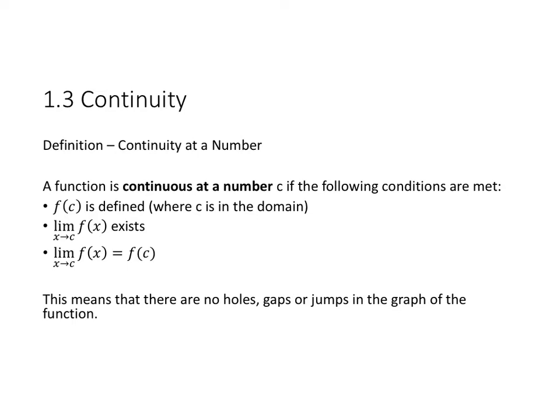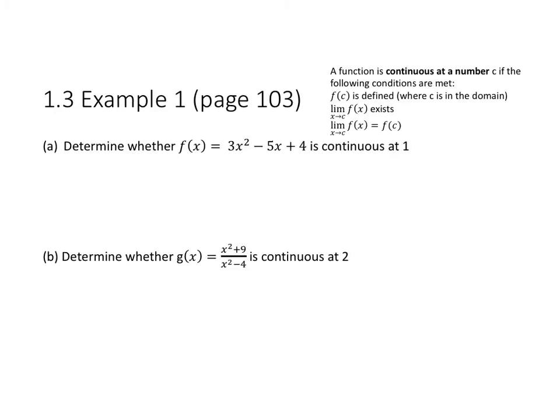On page 103 in your book, there are several graphs, and they really walk through something being continuous and not continuous, and when each one of these pieces of the definition are met or are not met. So let's take a look at example 1, also on page 103. Determine whether f of x equals 3x squared minus 5x plus 4 is continuous at 1.